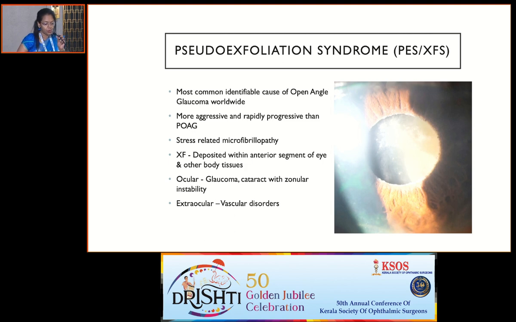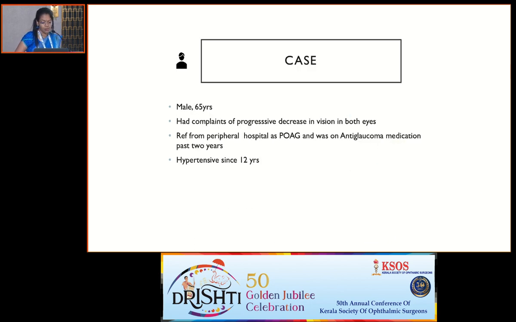Pseudoexfoliation glaucoma is the most common identifiable cause of open-angle glaucoma worldwide. It's a more aggressive and rapidly progressive condition than primary open-angle glaucoma. It's basically a stress-related systemic condition, characterized by deposition of pseudoexfoliative material within the anterior segment of the eye and other body tissues, giving rise to various ocular and extraocular manifestations. So I'll be discussing a particular case here, and as we go through it, I'll be discussing the various essential and practical aspects related to this particular condition.